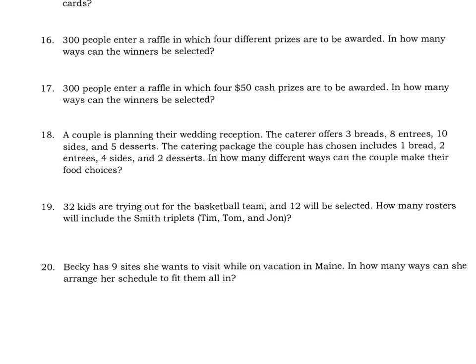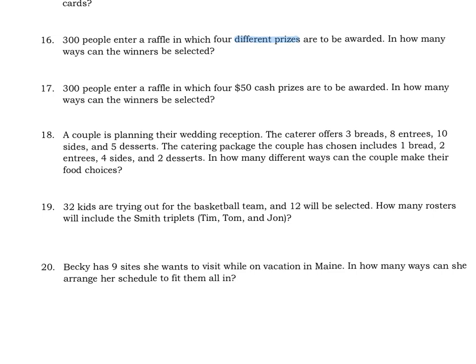Right, and finishing up the explanations for this worksheet here. So number 16, 300 people enter a raffle in which 4 different prizes are to be awarded. And so that is the important part there. The prizes are different. We don't know what they are, but because they're different, we know that there is a distinction, that one is probably better than another, or it's worth more than another.